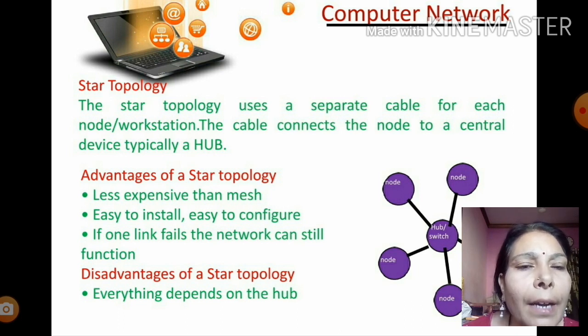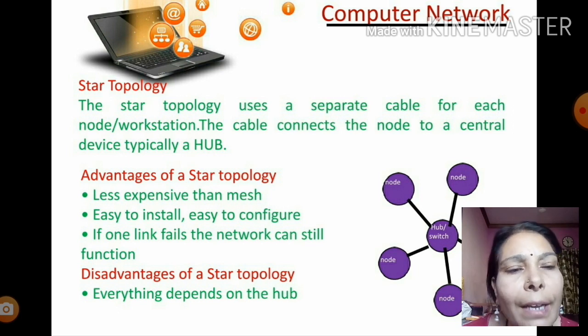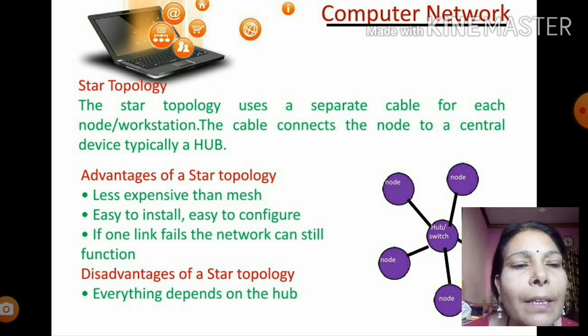The advantages are: it is very less expensive, very little cost is required for installation of the star topology. It is very easy to install, and we can easily configure this topology. Easy configuration means that if you want to add any new node, it can be easily added, and if you want to remove any node from this topology, we can easily remove it. That is meant by reconfiguration.